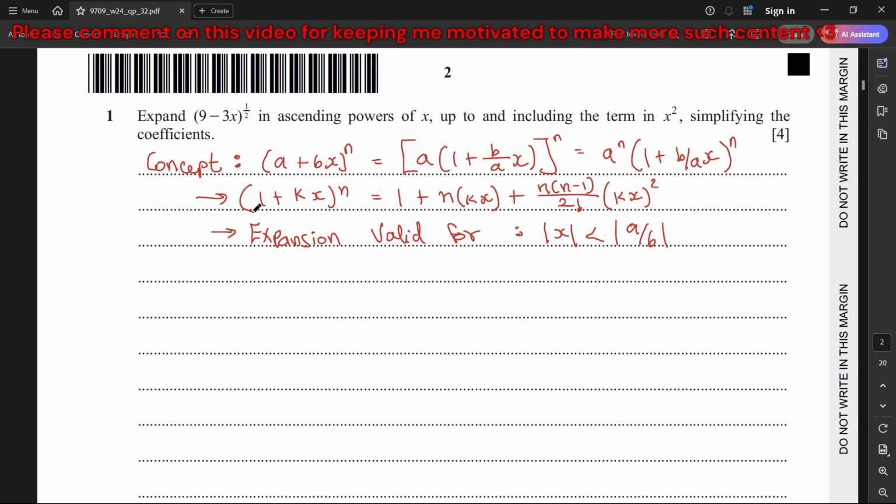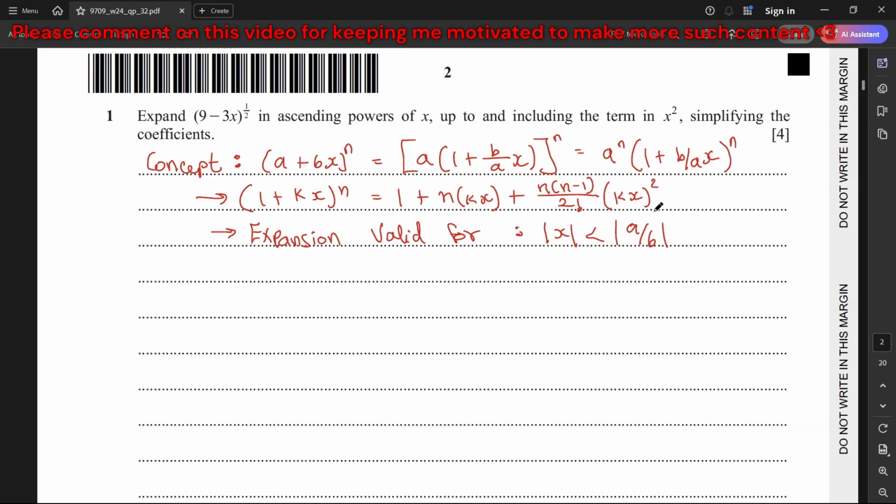Okay. And the formula that we know over here is that 1 plus kx to the power of n can be written as, my first term will always be 1. The second term will be n multiplied by kx. And the third term would be where I need to get my x squared term. So over here it will be n into n minus 1 divided by 2 factorial into kx square.